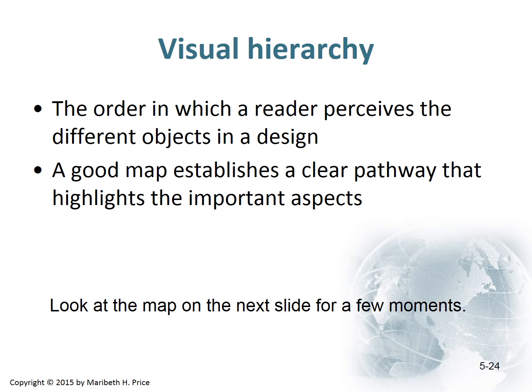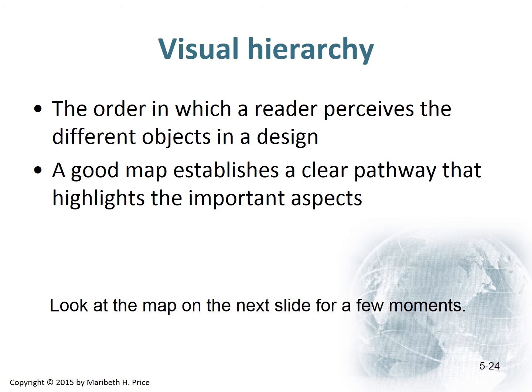So let's look at how we arrange the data. There's a visual hierarchy: the order in which a reader perceives the different objects in the design can impact how the message is received. In other words, if there's data that's most important, you want to place it within the map in a context that will be identified more prominently by the reader. A good map establishes a clear pathway that highlights the important aspects. In other words, if elements of your map detract from the message you're trying to make, they're not good elements to have included, or at least not included in the fashion that you included them.